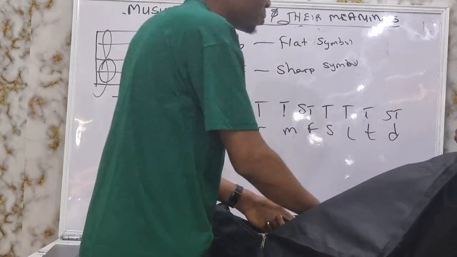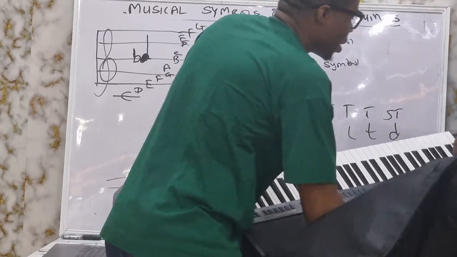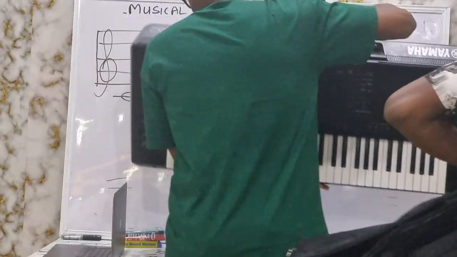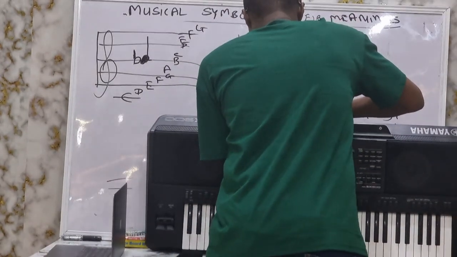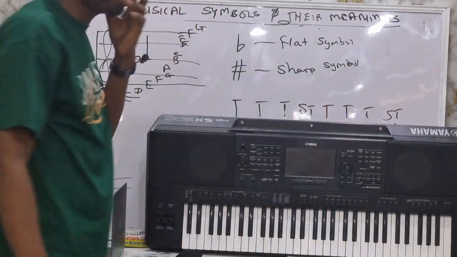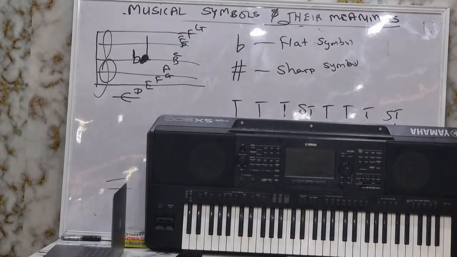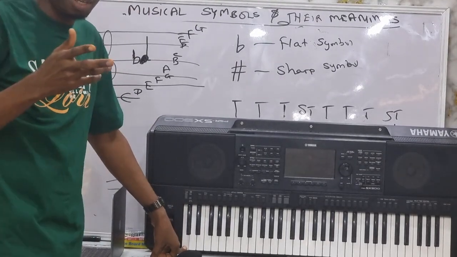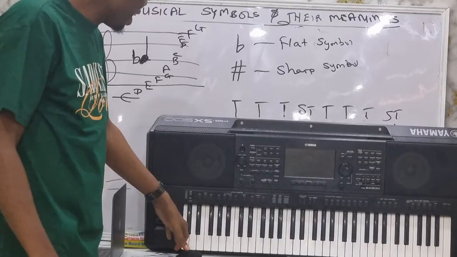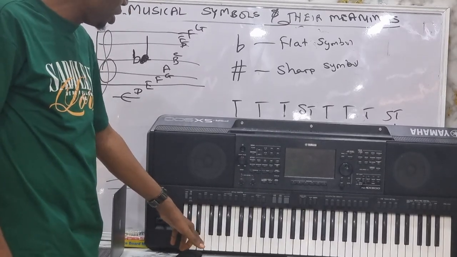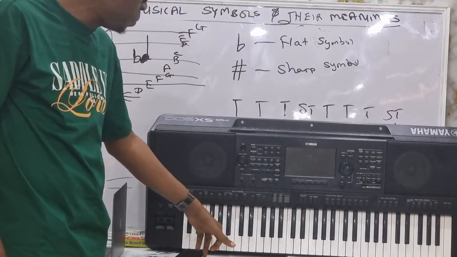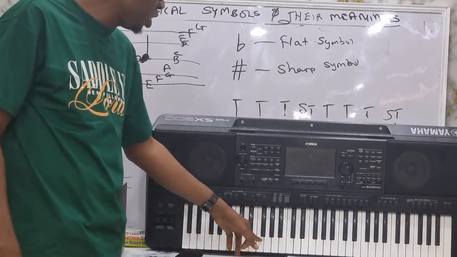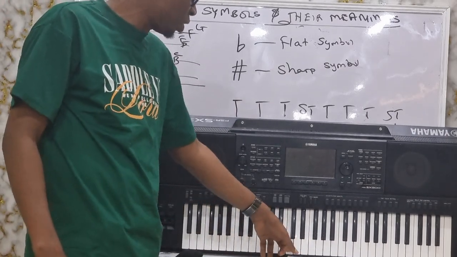I don't see how I can explain this without using the keyboard. Can we just see the keyboard? Yes. Now, this is what you call your key C on the keyboard. Are we getting it? And then this is C, D, E, F, G, A, B, C. Back to C. Continue again. C, D, E, F, G, A, B, C.